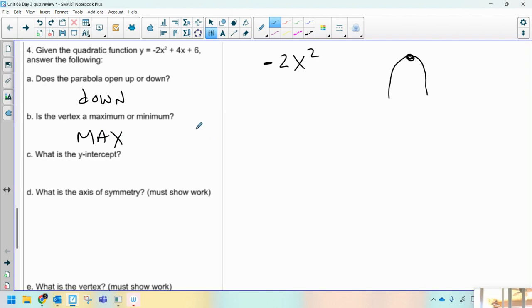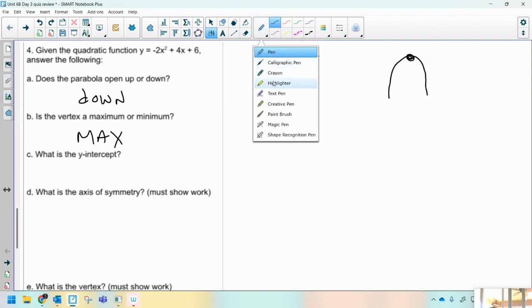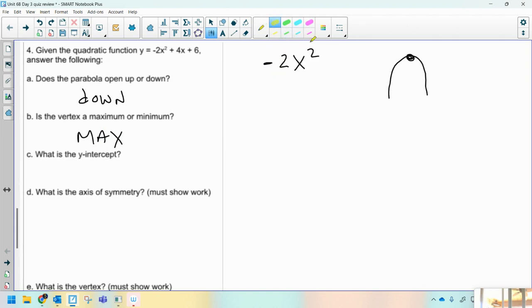What is our y-intercept? Don't even have to do a lot of work here. Think about it. What is our y-intercept? It's whatever our c value is, the number by itself. Let's list a, b, and c. A equals negative 2. That's the number in front of the x squared. B equals 4. That's the number in front of the x. C equals 6. That's the number all by itself, not connected to any letters.